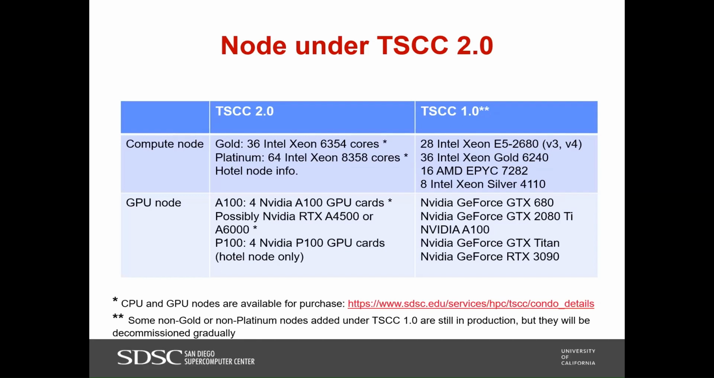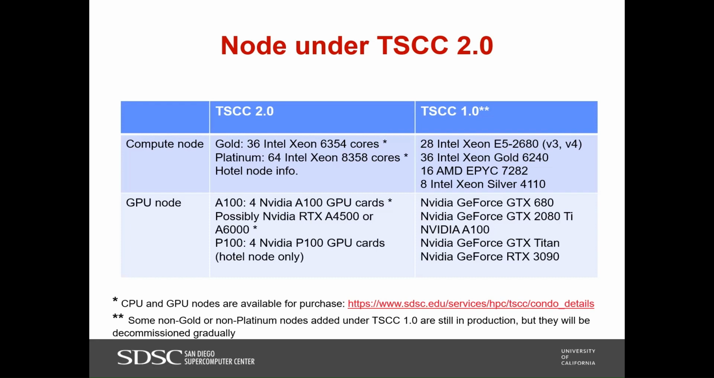And we will keep some non-gold and non-platinum nodes added under 1.0. But they will be decommissioned gradually, based on when they were added to TSCC. But in the next few years, you can expect three types of CPU nodes as listed here: the gold type, the platinum, and the hotel. And another type is mainly for the hotel.